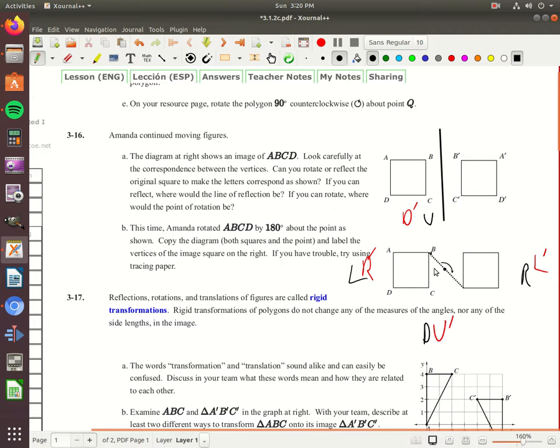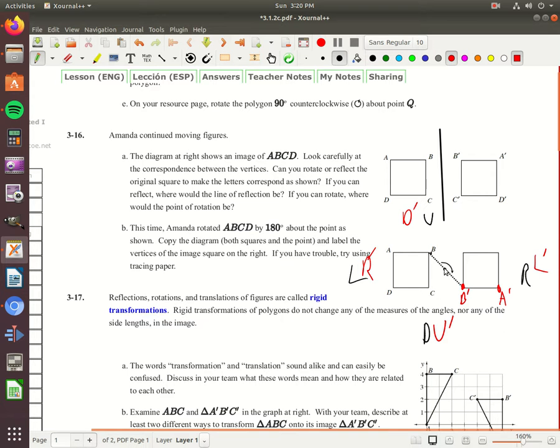So to get to this point, I originally went left and up. So now I need to go new left and new up. So this would be my B prime. To go to the A, I had to go left a lot and up a little bit. So now I'll go new left a lot and up a little bit. So this will be my A prime.